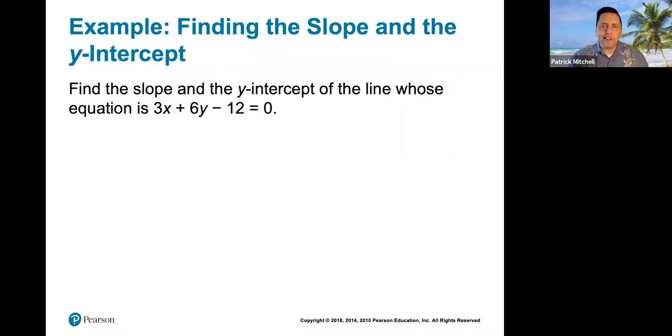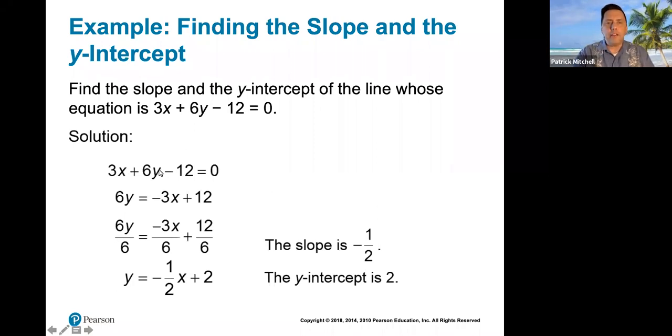All right, so in this example, we're going to find the slope and y-intercept of the line whose equation is 3x plus 6y minus 12 equals 0. The easiest way to do that is to just solve this equation for y, and then we'll have it in slope-intercept form. We can read off the slope and the y-intercept.